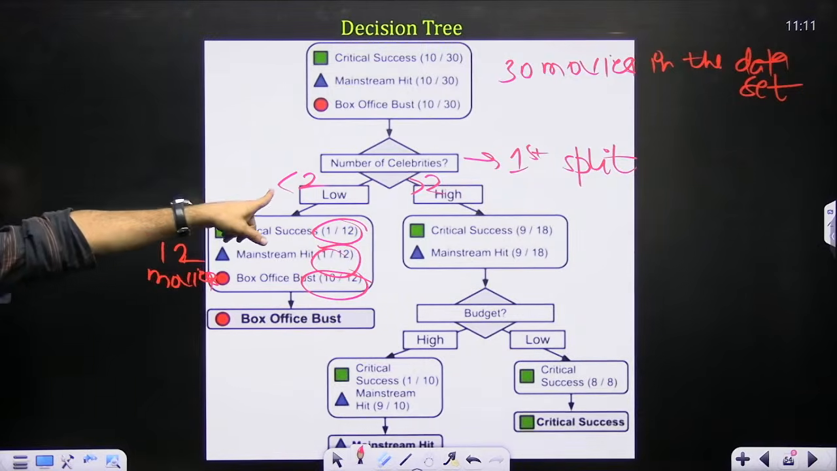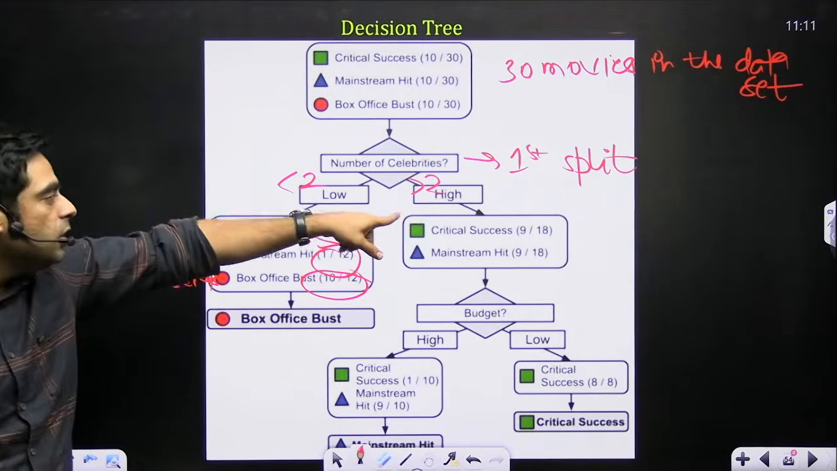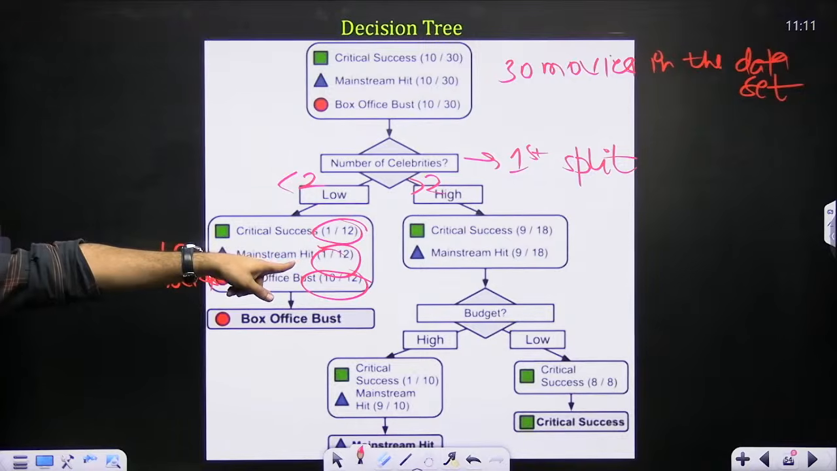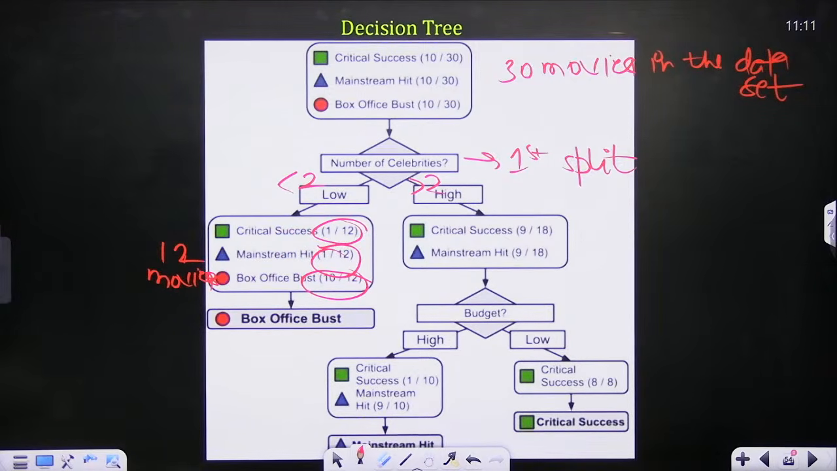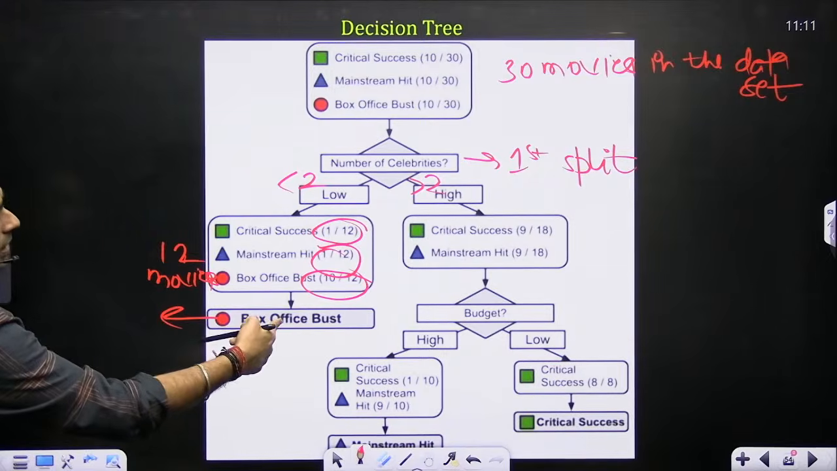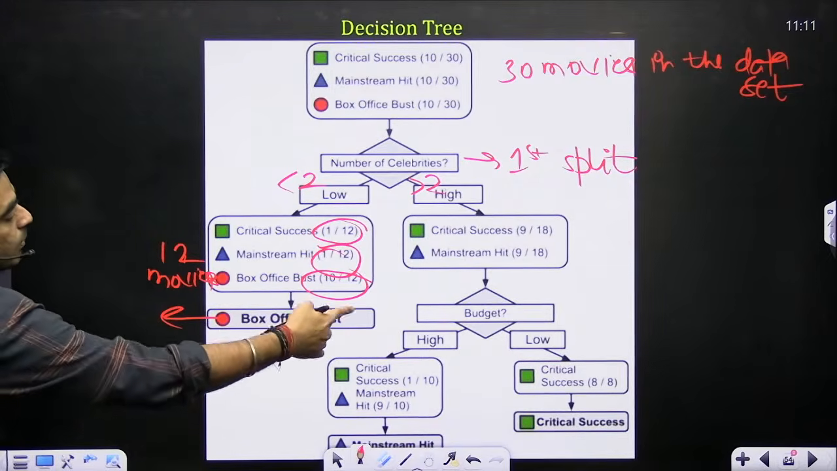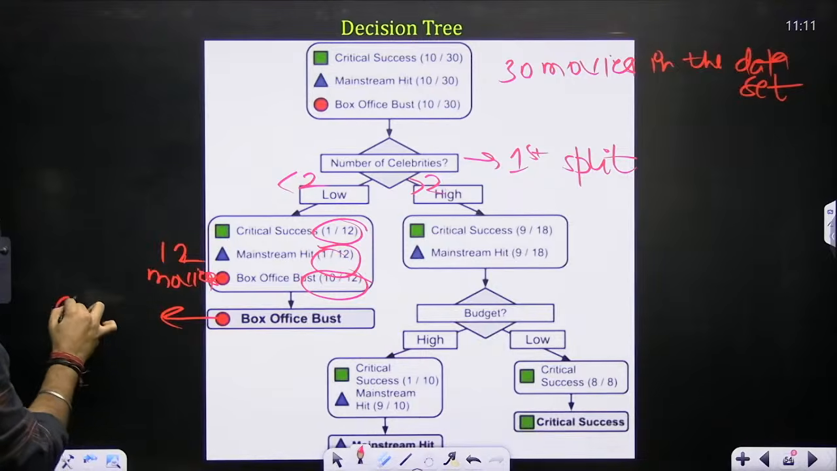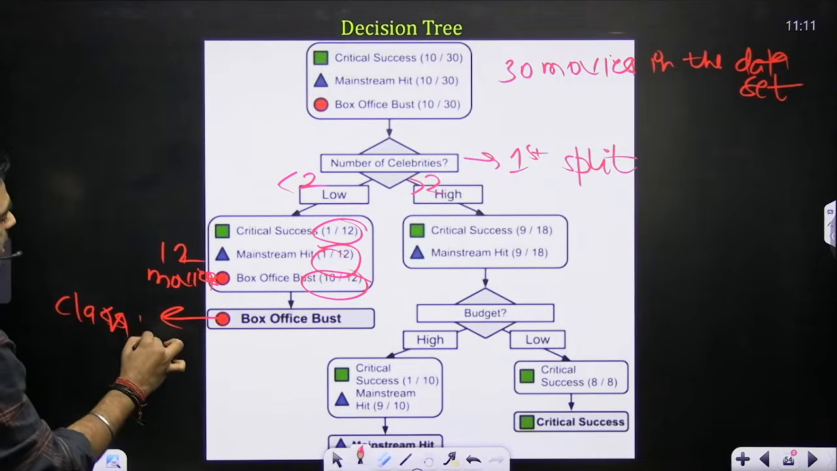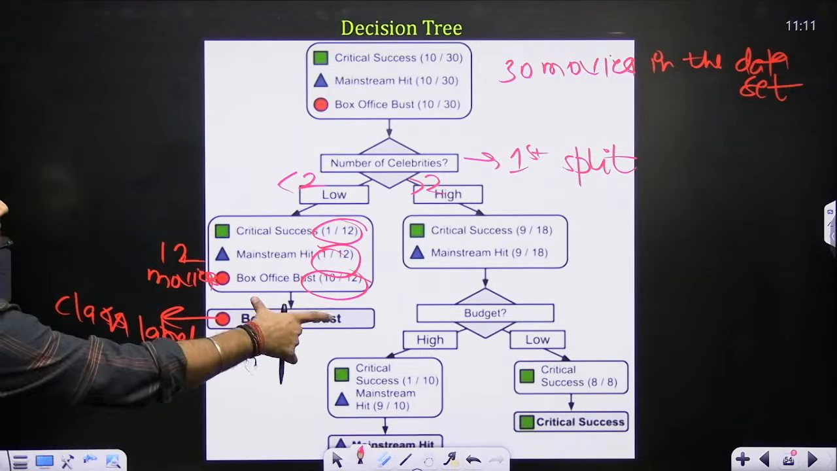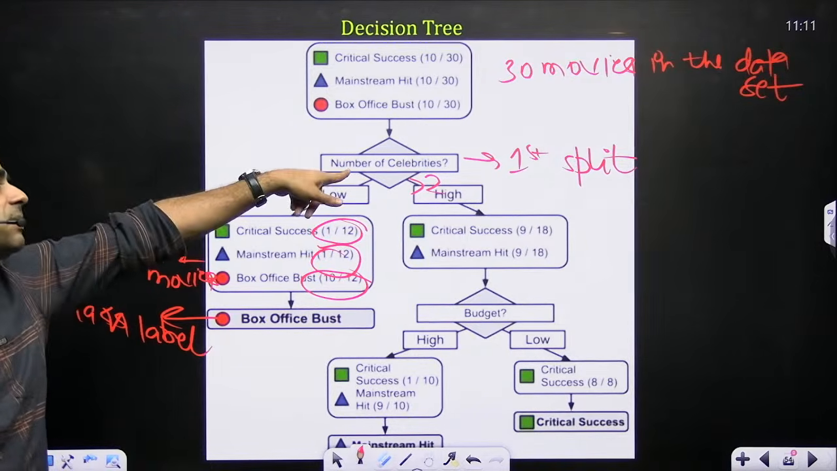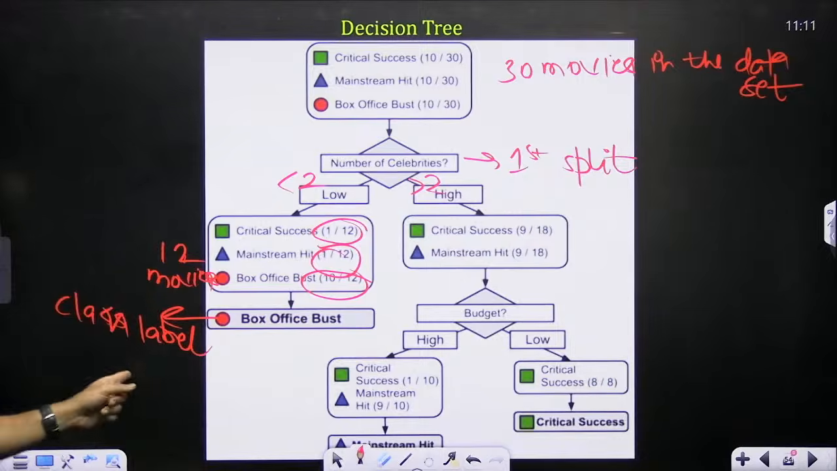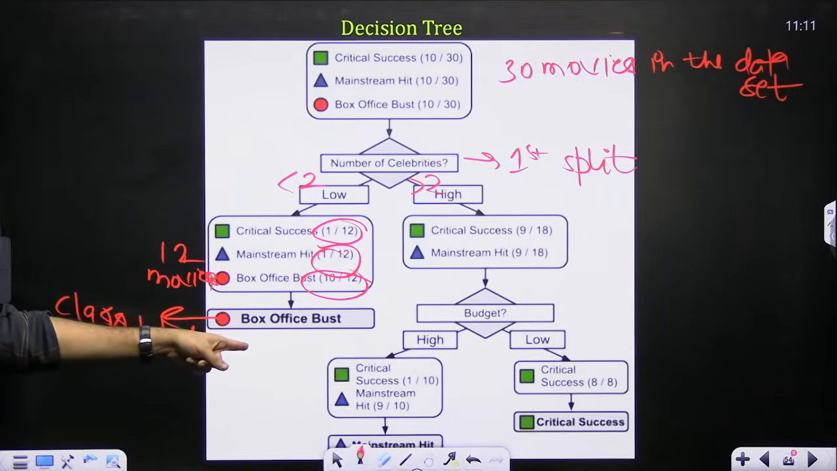So for example, if this is less than 2 and this is greater than 2, this is how it would look. Now this tells me that I can have a box office bust, meaning this is the class label. So I obtained this class label here. If I split at number of celebrities less than 2, majorly I would be getting this class label.